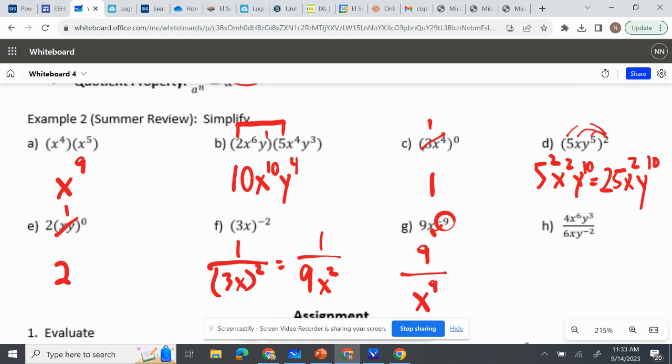And then for our last one, we're first going to reduce the 4 over 6, which is 2/3. 6x is on top, 1x on the bottom, so there would be 5 more on top, or 6 minus 1 is 5. Negative exponents go up, and we add 2 to that, so that becomes y to the 5th.